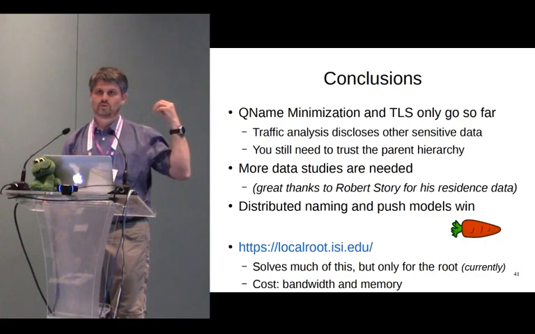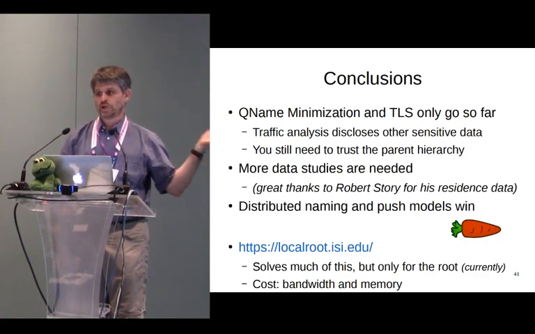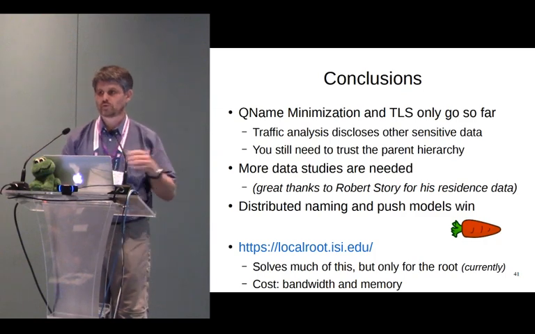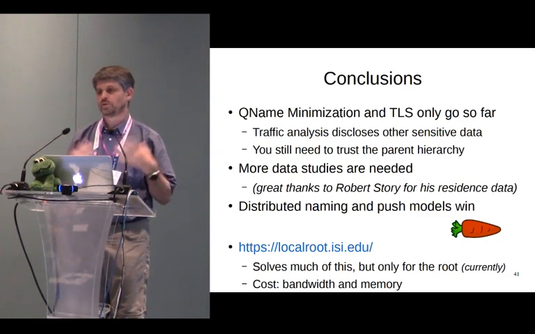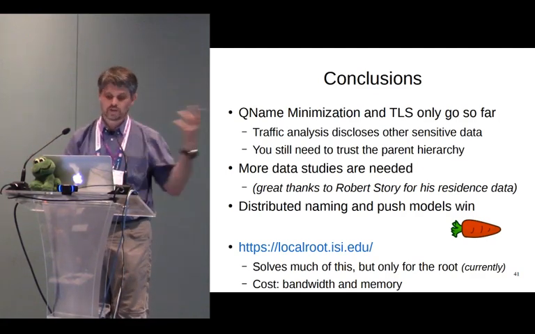I have a request out for a student that's willing to take on putting more data besides the root into my local root project so we can get some other TLDs. There's a bunch of other available zones out there, and eventually there'll be a checkbox of which zones do you want to have advanced cached. The cost is bandwidth and memory.